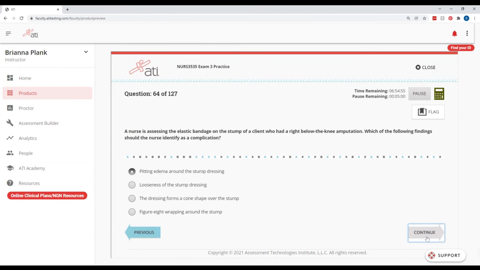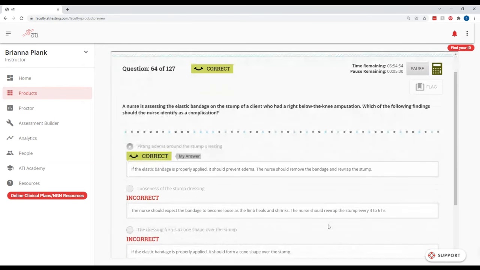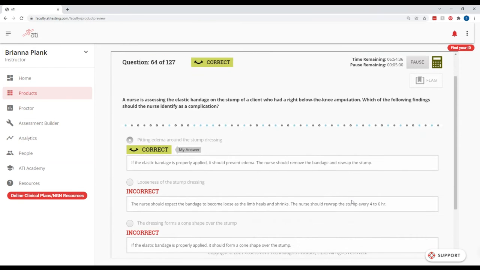Yeah, exactly. So pitting edema, that's bad. We don't want that. The purpose of that ACE bandage or the compression bandage on the stump is to control that edema, and so it's not doing its job. So that would be a complication, and we would want to take it off and then rewrap it.